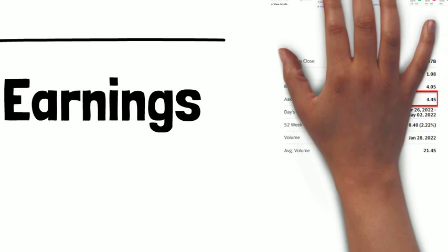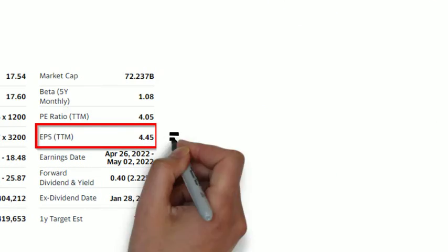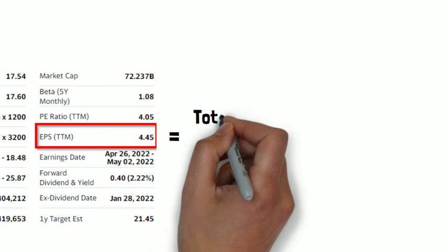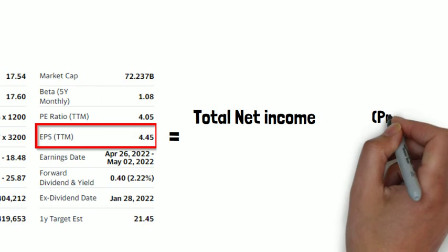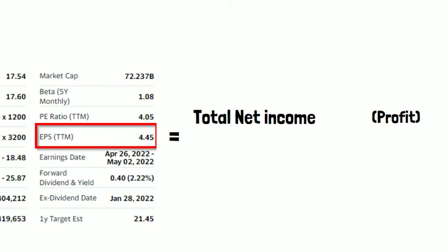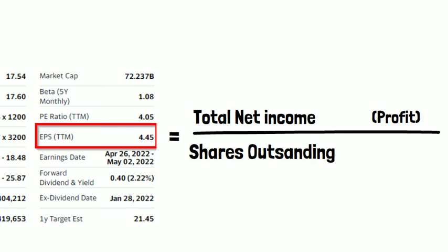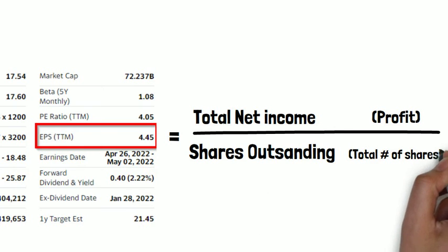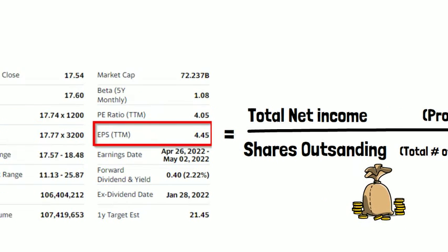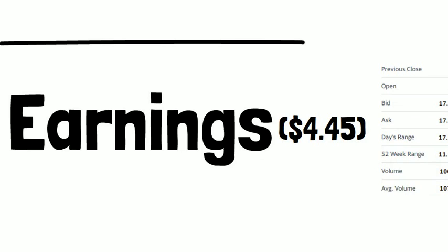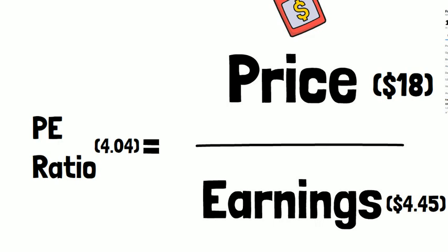Now we can shift our focus over to earnings, and in the context of the PE ratio, earnings refers to the company's dollar earnings per share. The earnings per share, also referred to as EPS, is simply the company's total net income, aka profit, divided by the total number of shares the company has. You can think of this as how much of the company's total net income is each share entitled to. At the time of recording, the last EPS figure for Ford is $4.45. Some quick maths here will tell us that the PE ratio for Ford then is about $4.04.